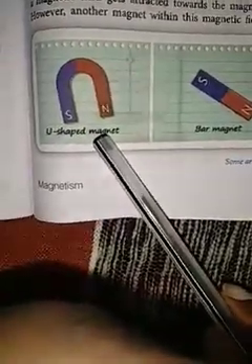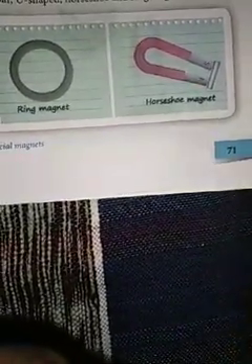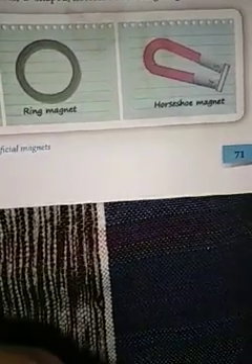Now, artificial magnets. The magnets that are made by humans are called artificial magnets. They are made from pieces of iron in different shapes such as U-shaped, bar magnet, ring magnet, and horseshoe magnet. These are the different forms of artificial magnet.